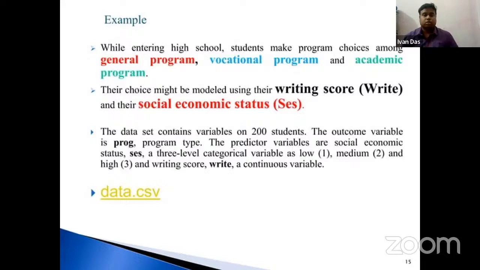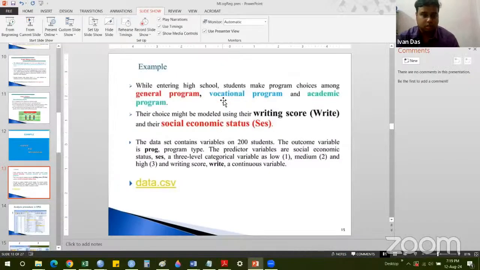Okay, so I hope you can now understand how the data basically stands. So the general program, vocational program, academic program, and then the IVs will be the writing score and the socioeconomic status. Socioeconomic status is low, middle, upper class. And writing score is basically the metric score. So now let us take you there. I'll move to the SPSS.